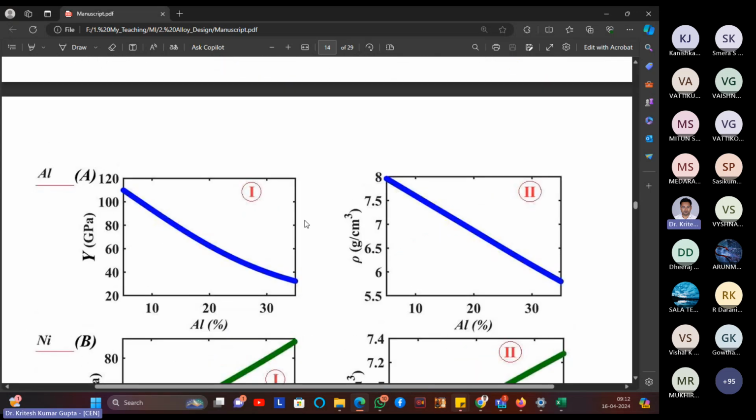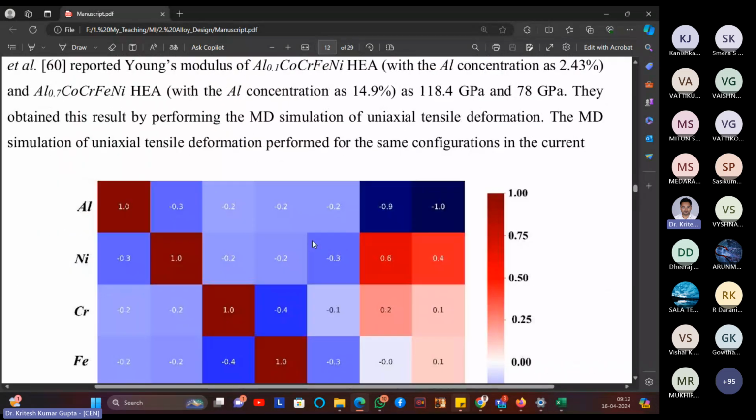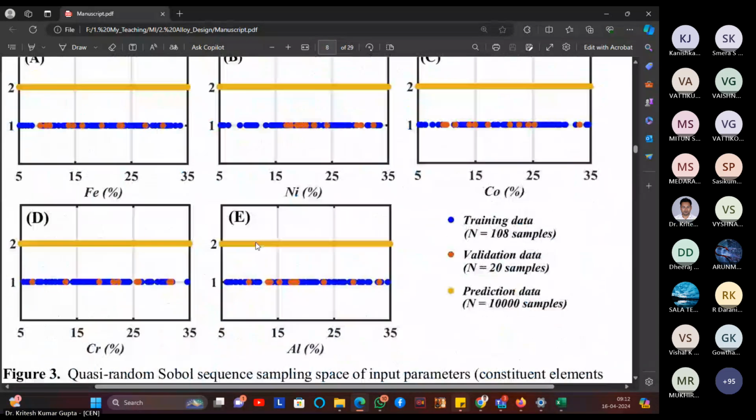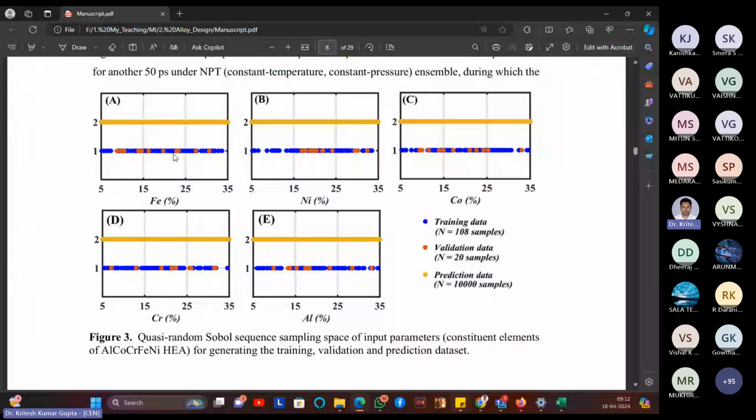For the further investigation, as you can see in these plots, here I have shown two different kinds of sample spaces. The first one, number one: in this, the ferrous is varying between 5 to 35%. These blue points correspond to training data. These red points correspond to validation data, which we kept out of the fold.